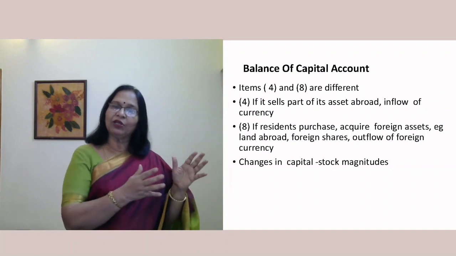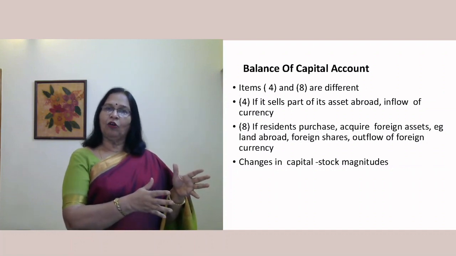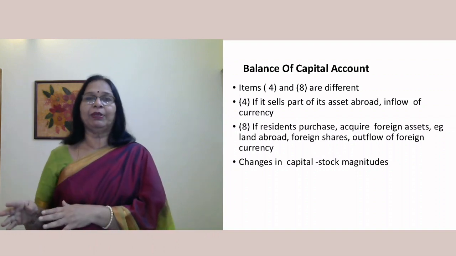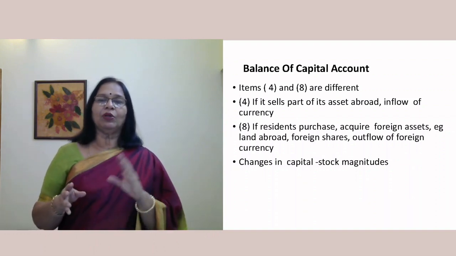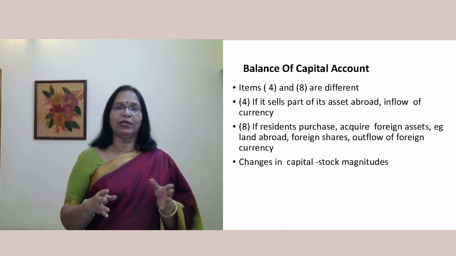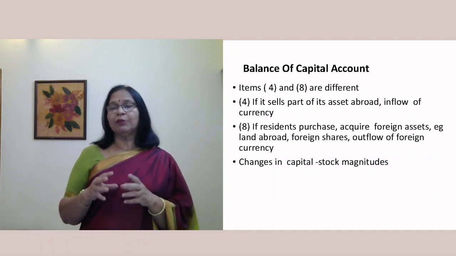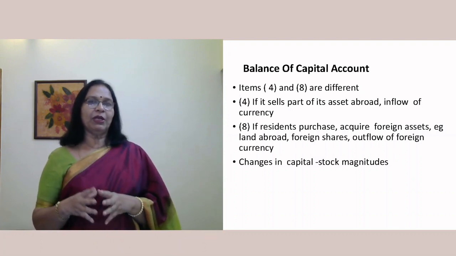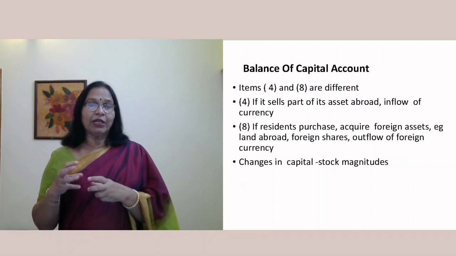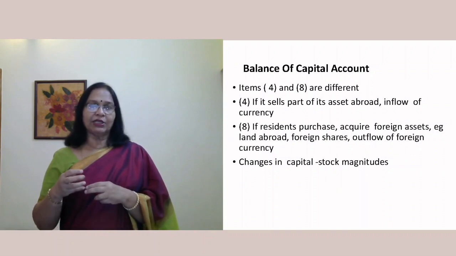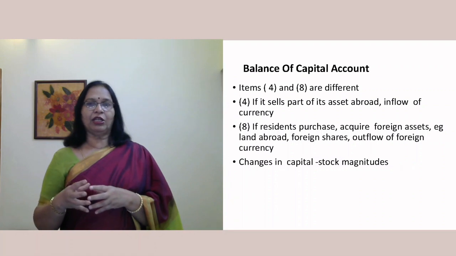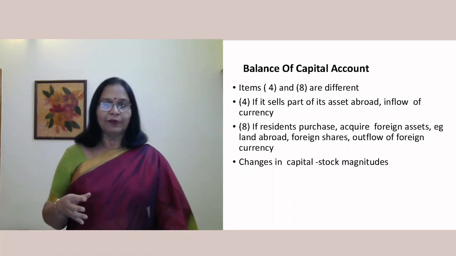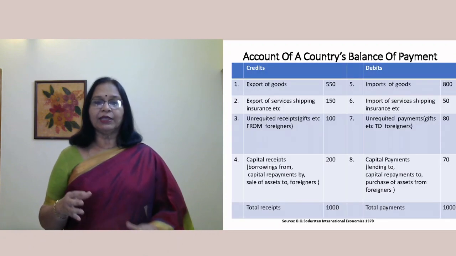I just told you that the first one is called the balance of payment in the current account. Now we look at the balance of payment in the capital account. The capital account is different from the current account in the sense that it brings about changes in the stock position of the country. It is not a flow statement, it is a stock statement. The magnitude of the stock will change when there is a change in the current account statement. So items 4 and 8 I showed you, they are different.